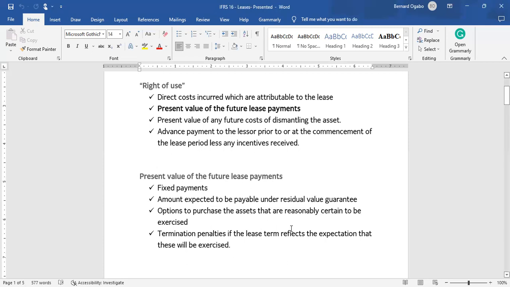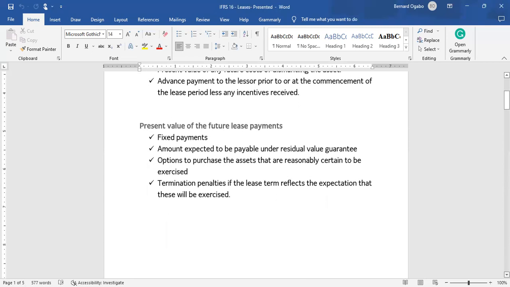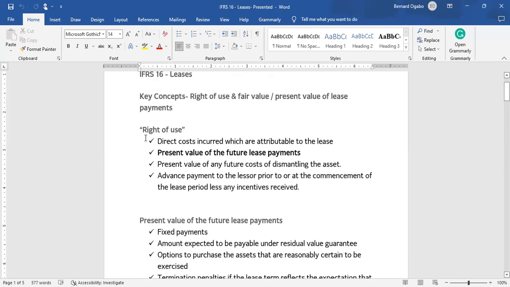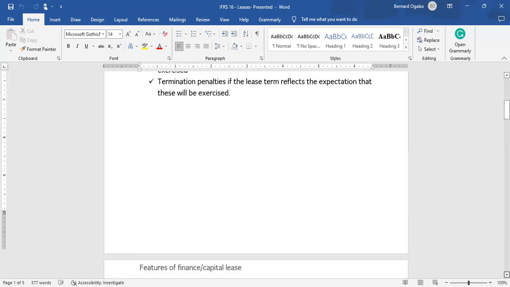Option to purchase the asset that is reasonably certain to be exercised, and termination penalties. So let's say you enter the lease agreement and then you decide to opt out of the lease, if there are penalties to be paid, all those come under the present value of future lease payment. But know that everything you have here is part of what we call right of use. That is why I highlighted this. So if you have 5 items here and add all of them together, they will become the second thing you need to add under the right of use of an asset.